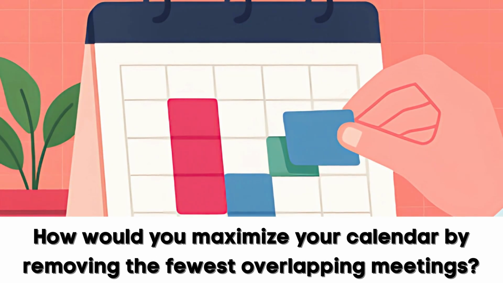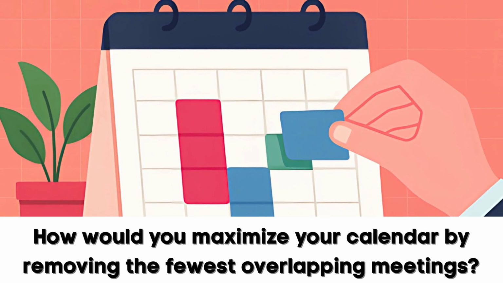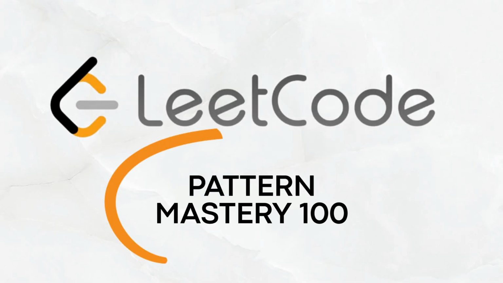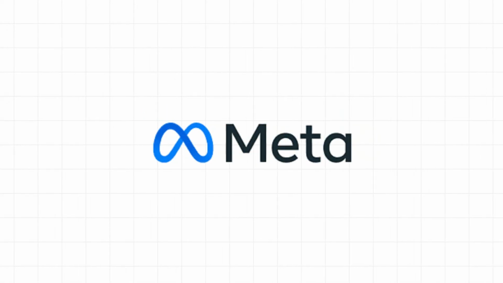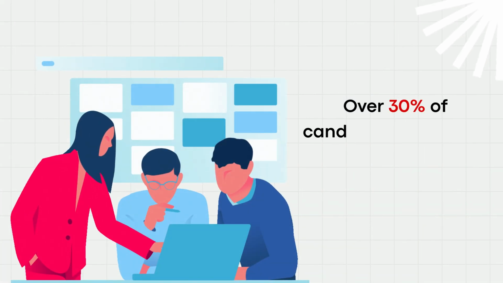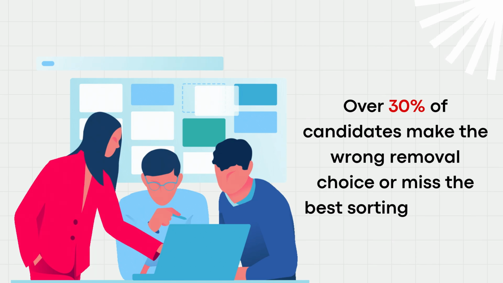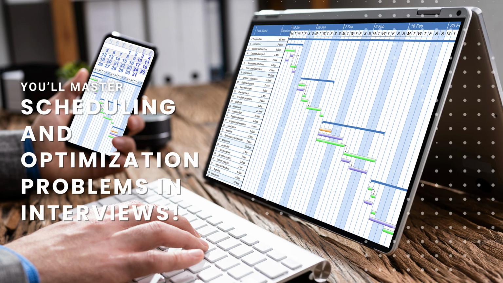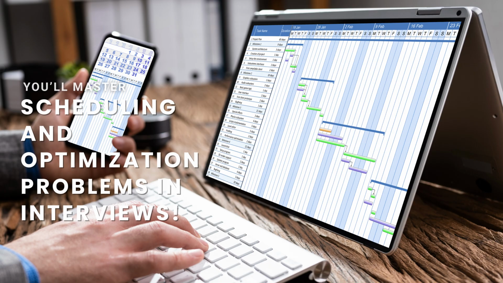How would you maximize your calendar by removing the fewest overlapping meetings? Non-overlapping intervals is a Pattern Mastery 100 favorite and a go-to at Google, Meta, and Amazon to test your greedy reasoning with intervals. Over 30% of candidates make the wrong removal choice or miss the best sorting strategy. Nail this and you'll master scheduling and optimization problems in interviews.